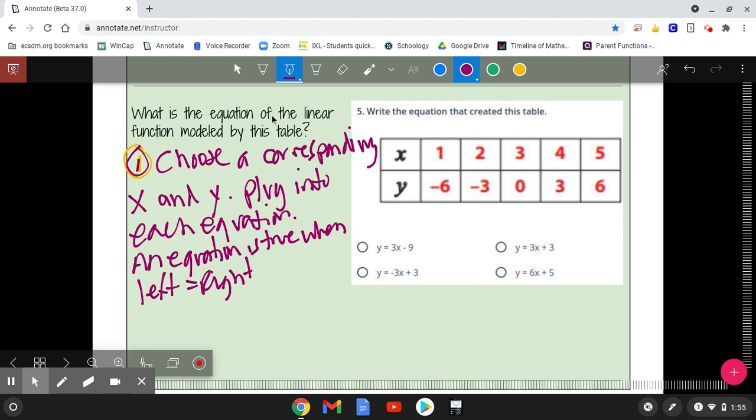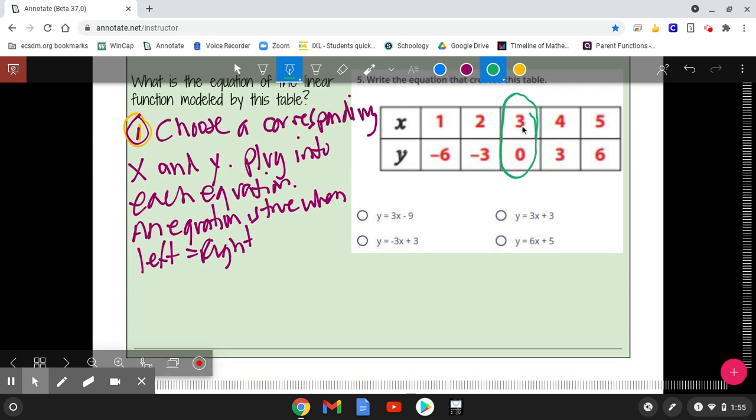So let's pick any point. Now this table is different. Notice how it's running horizontally. That means now when we choose an x value, let's choose this 3, you choose the y value attached below it, that is 0. So we're going to plug that 3 for x, 0 for y. We'll start with the first equation and see if it makes it true.